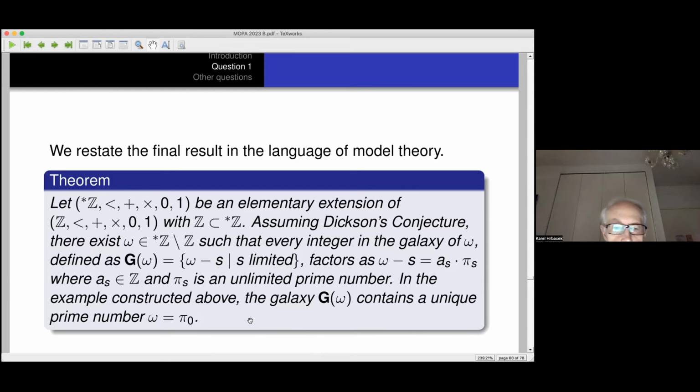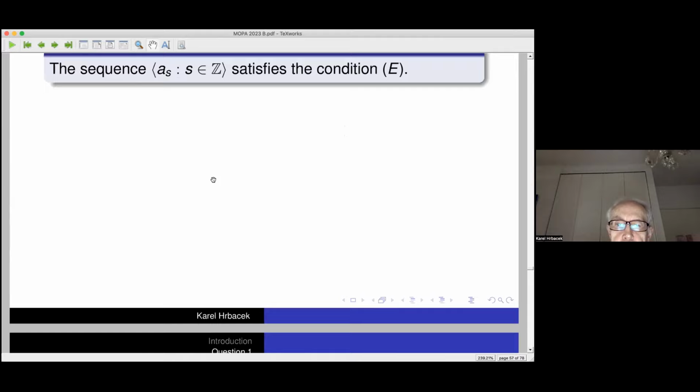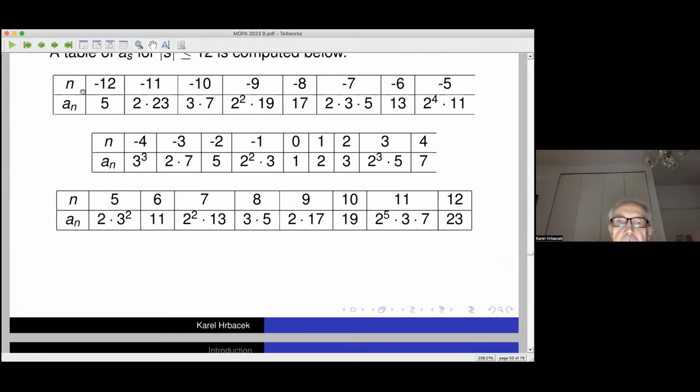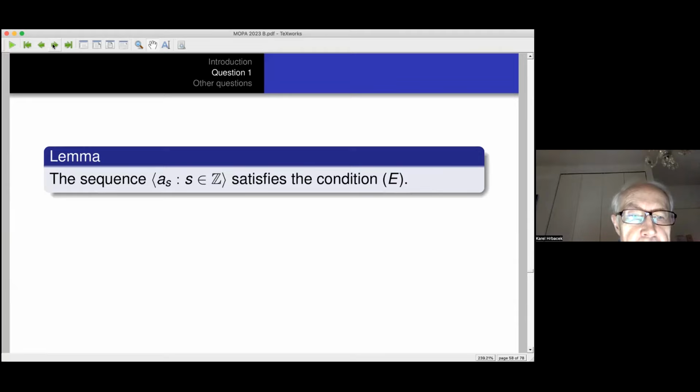And it's easy to see that in the construction I just went through, the only prime number in this galaxy is pi sub zero. All the others have some non-zero coefficients. Well, other than giving the proof, I'll show you the table again. But you remember, the only a sub n equal to 1 in this table is this one. Everything else will have some prime factors. That's easy. So this is sort of the main result of this talk.